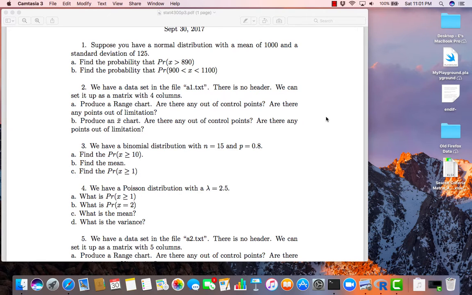Okay, back again. We have problems 4 and 5 to do. So let's take a look. We have a Poisson distribution with lambda equal 2.5. We have my favorite again, x greater than or equal to 1. So let's take a look.